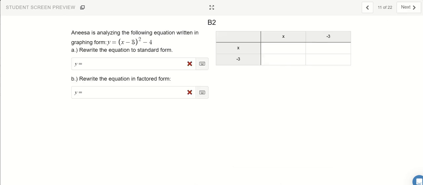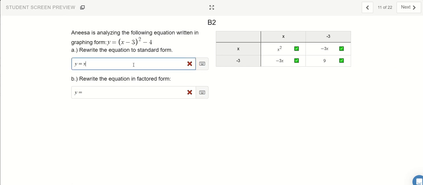Okay. So let's go and rewrite this in standard form. In order to write in standard form, we're actually going to multiply this using our area model, x minus 3 squared. So x minus 3 times x minus 3. X times x is x squared. X times -3 is -3x. All right, x times -3 is -3x. And then -3 times -3 is going to be +9.